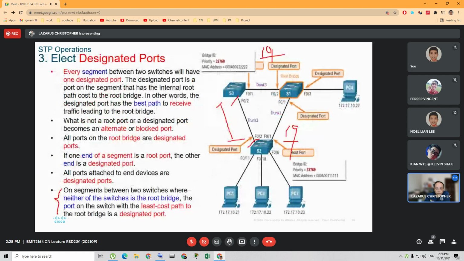So you can see that the lower priority is the lowest sender. Here, this is the receiver. For S3, this is the receiver, so the sender is this. For S2, this is the receiver, the sender is this, right? So the lower sender, this is the winning one. Lower sender BID.